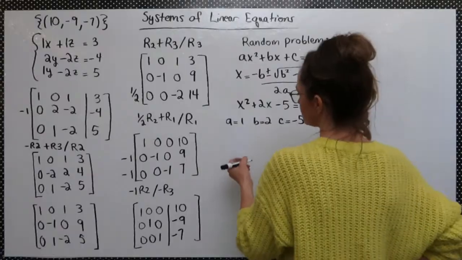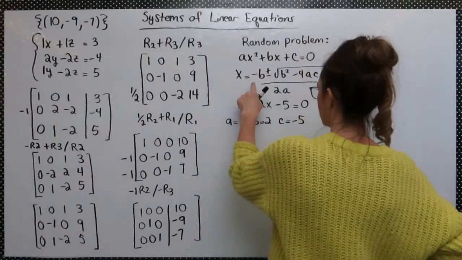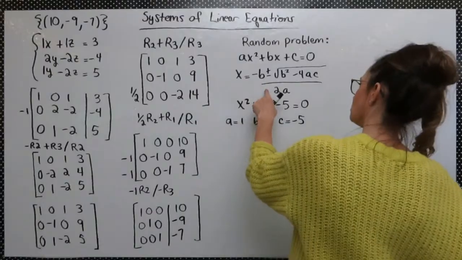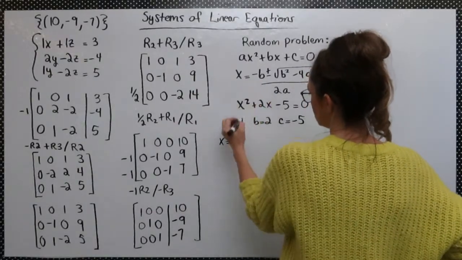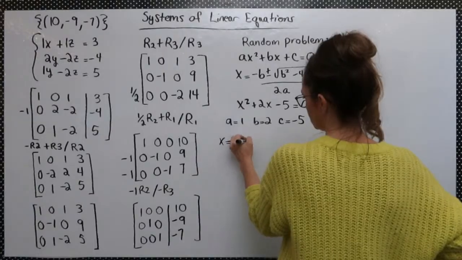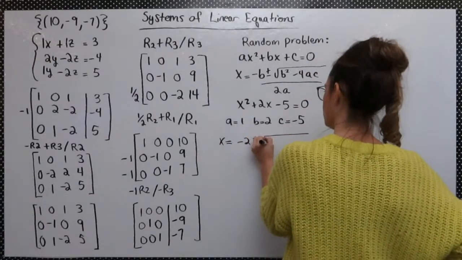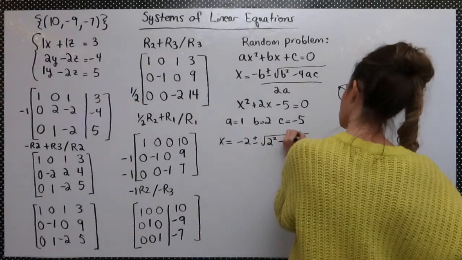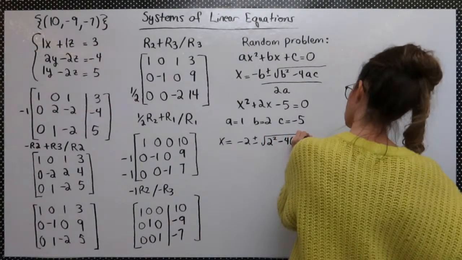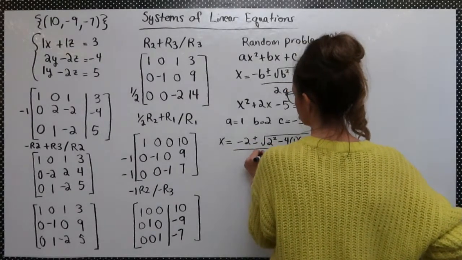All right, so what we're going to do is all you're doing is you're taking your values and plugging them in to solve. So this is x equals -b plus or minus the square root of b squared minus 4 times a times c, and it is all over 2 times a.